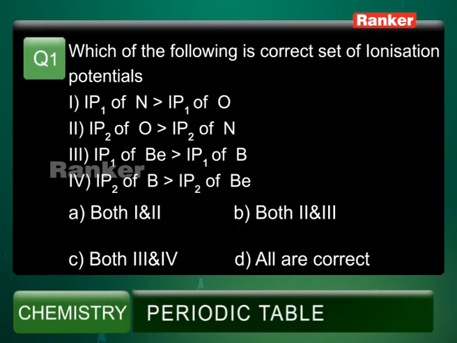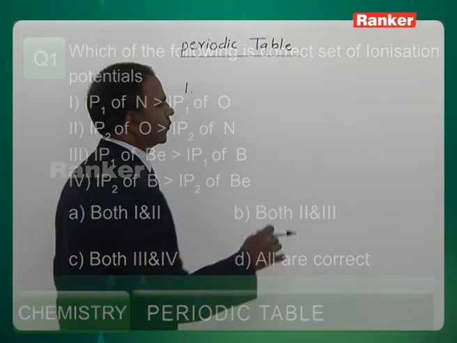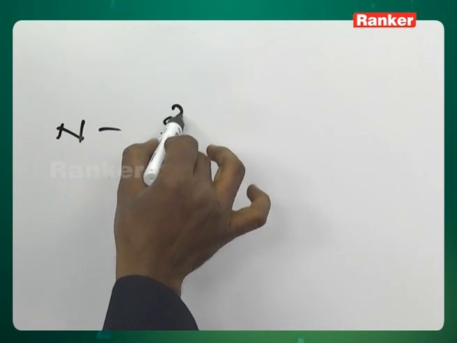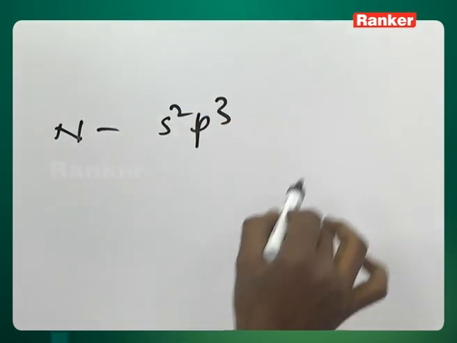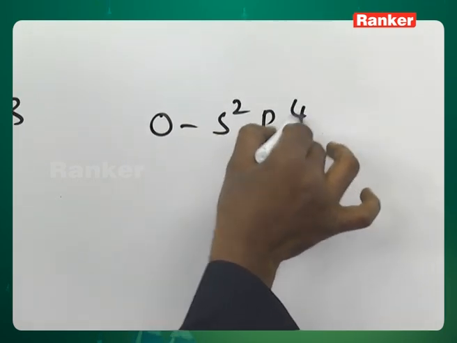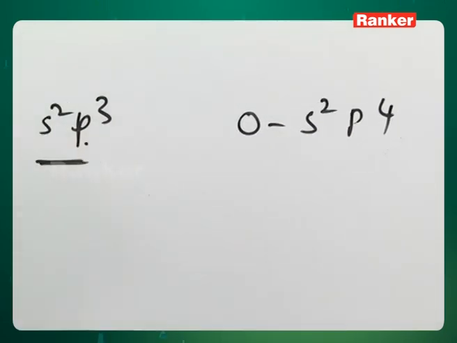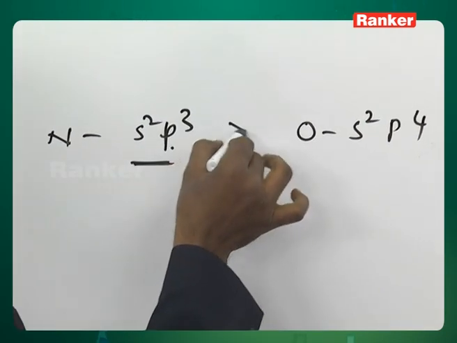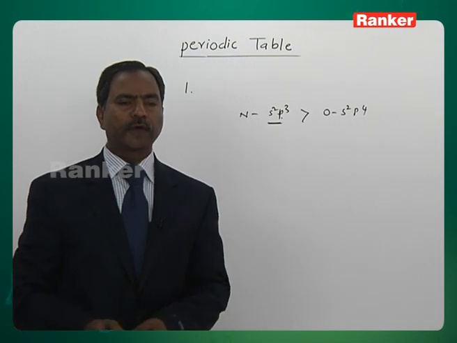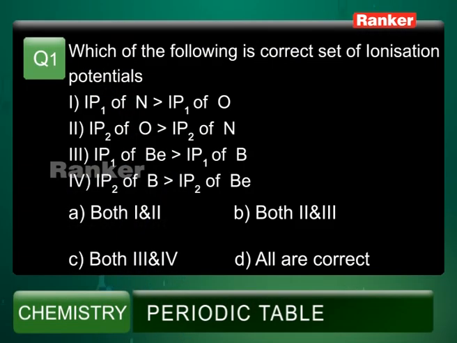Option 1 is given as IP1 of nitrogen is more than IP1 of oxygen. Suppose you talk about nitrogen, the electronic configuration is s2p3. Oxygen electronic configuration is s2p4. Nitrogen has a stable configuration with p3, therefore IP1 of nitrogen is more than IP1 of oxygen. We agree that.